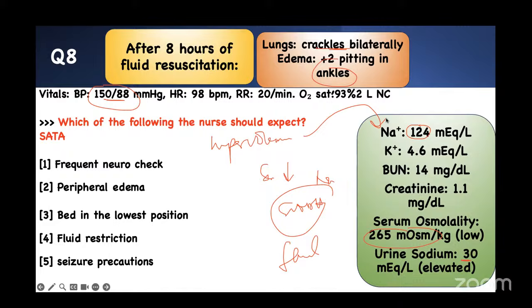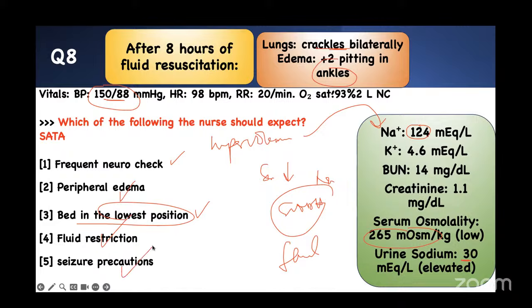With low sodium, you worry about seizure precaution, right? So I do frequent neuro checks. I'm going to see peripheral edema because they are fluid overloaded. I'll put the bed in the lowest position. This is your fundamentals of seizure prophylaxis. You're trying to prevent seizures. And this is a fundamental case study for fluid and electrolytes. So the bed should be in the lowest position. The client is fluid overloaded, so restrict some fluid. And of course, seizure precaution.